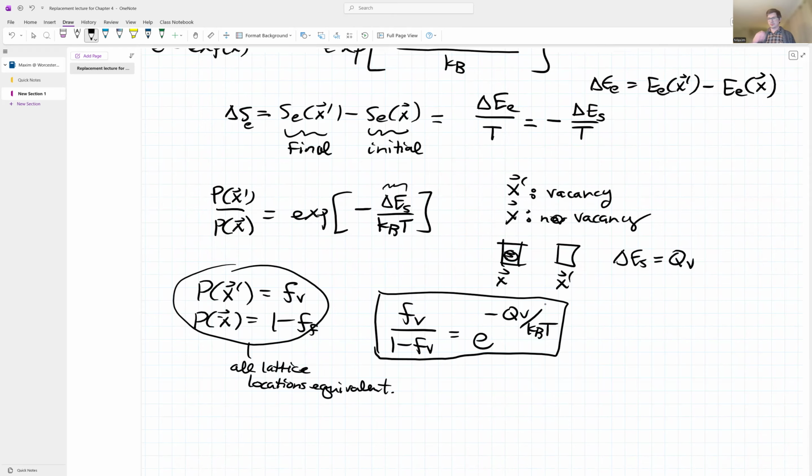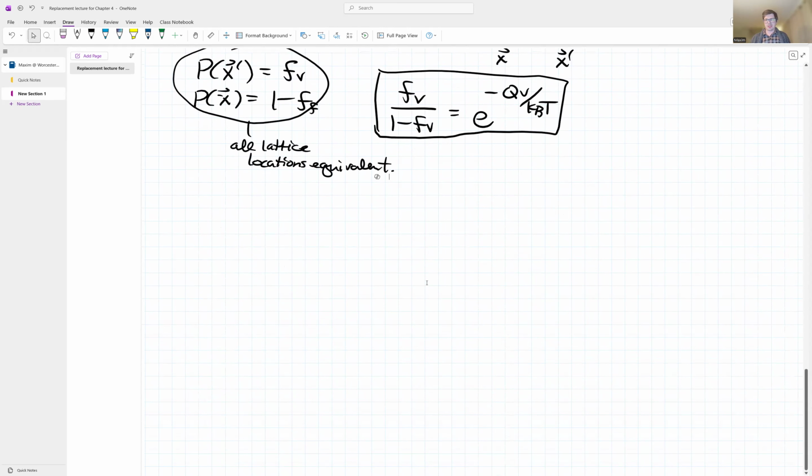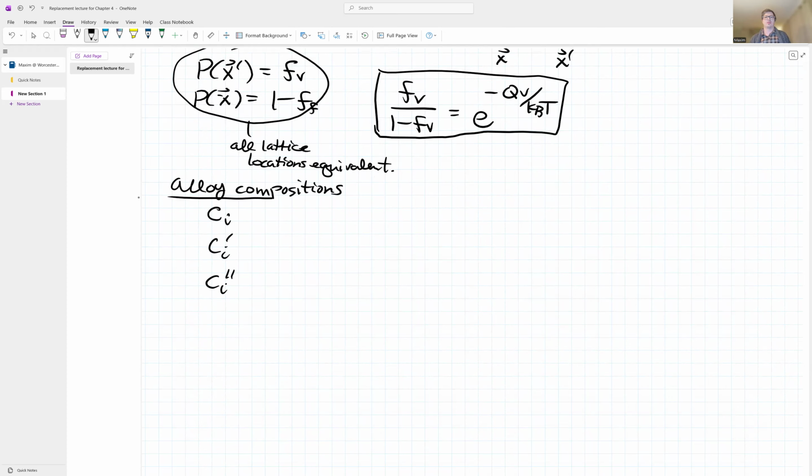Okay, so that was one thing. And then the other thing I wanted to discuss is that the book spends a lot of time talking about compositions of atoms, so it's good to talk about those. They talk about three different kinds: there's C_i, C_i prime, and C_i double prime. So this is for alloy compositions.